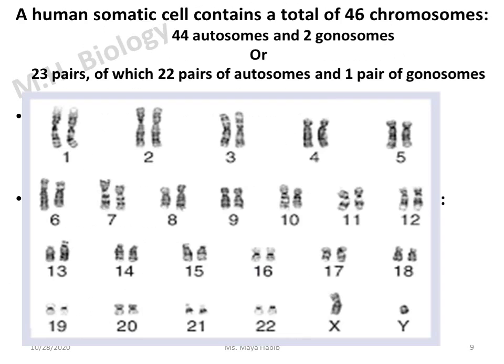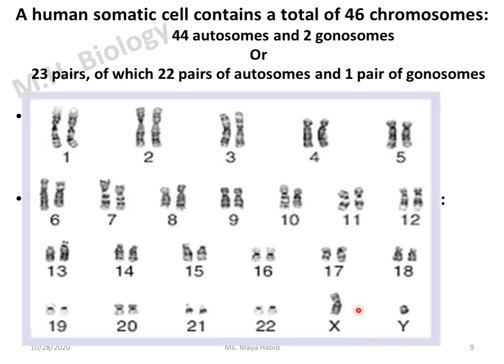Now, correct your answers. A human cell has a total number of 46 chromosomes. 44 of these 46 chromosomes are autosomes and the remaining 2 are gonosomes. In this example, the gonosomes are X and Y, so this belongs to a male cell, otherwise, it would be XX for a female cell.